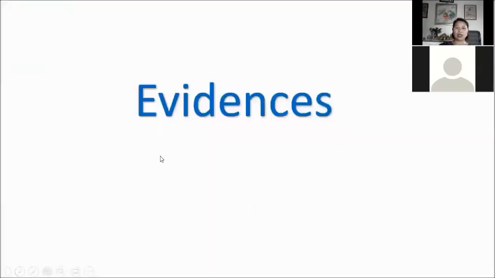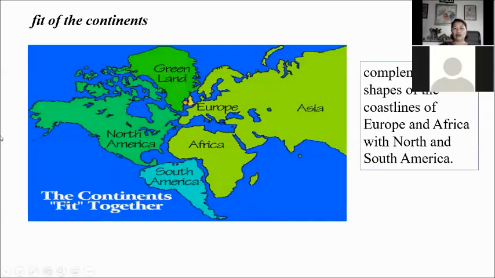Okay, so let us review those evidences. Okay, fit of the continents. So complementary shapes of the coastlines of Europe and Africa. Europe.